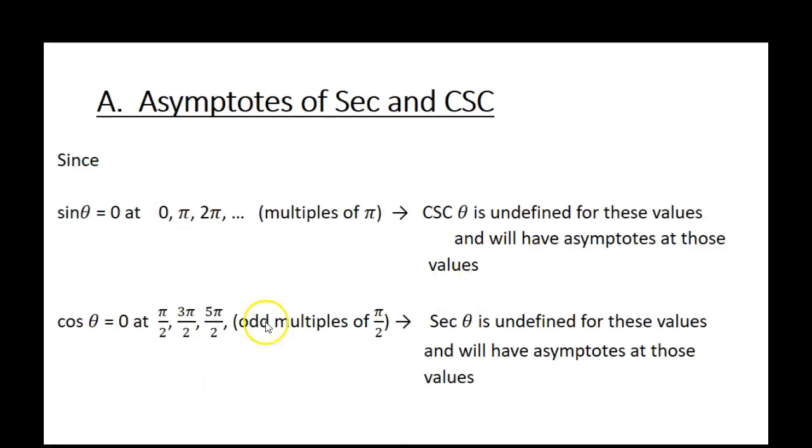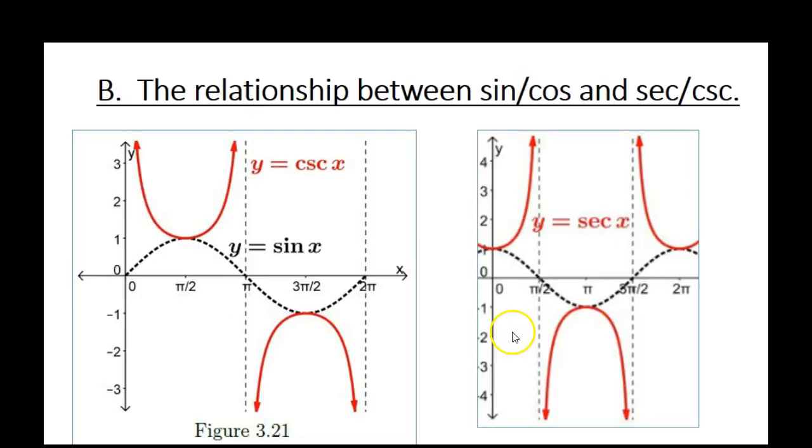The same thing happens for cosine, because sine and cosine are pretty much the same thing, and so the reciprocals are going to look pretty much the same. But remember, they start at different points, and therefore the asymptotes will be at different places. Cosine is equal to 0 at pi over 2, 3 pi over 2, and 5 pi over 2. The pattern here is odd multiples of pi over 2: 1 pi over 2, 3 pi over 2, 5 pi over 2. The next one would be 7 pi over 2, and so on. So any odd multiple of pi over 2 is going to give you a vertical asymptote for the secant wave.